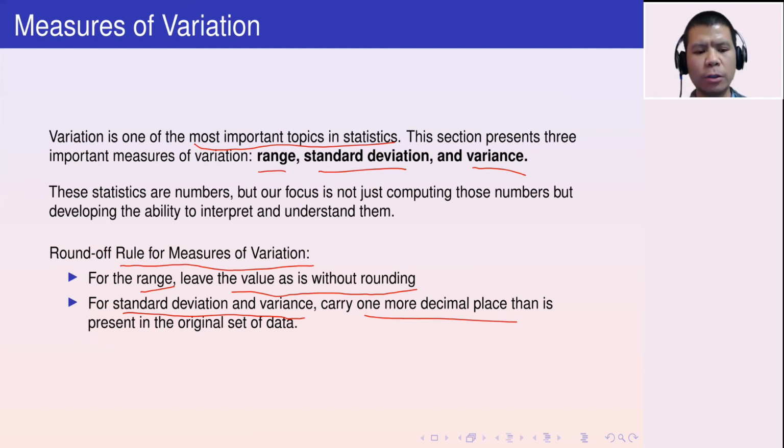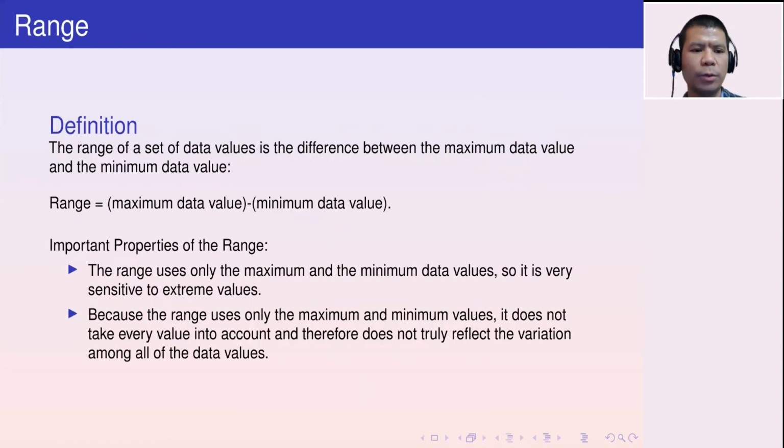All right, let's firstly talk about the range. So what is the range? The range of a set of data values is the difference between the maximum and the minimum. So just use the maximum minus the minimum. That is the range. Because of this definition, it has the following properties. It uses only the maximum and the minimum value, so it is very sensitive to extreme values.